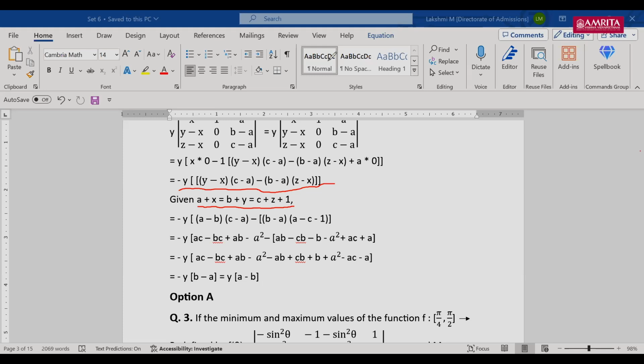I have eliminated it because I'm looking at the options again and again, and the options are giving me something in terms of y, a, b, and c. So I don't need that x and z. I got it completely eliminated, because for that only they have given this clue: a plus x is equal to b plus y equal to c plus z plus 1.